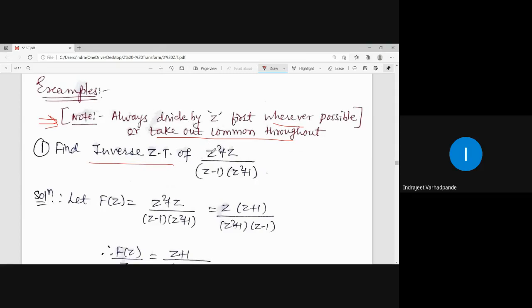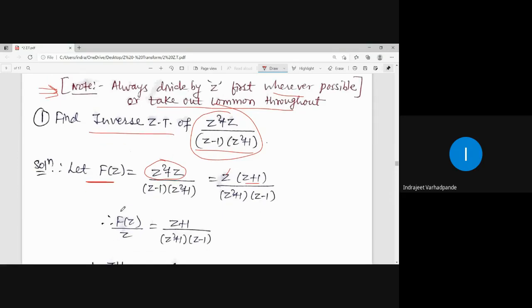Find the inverse Z transform of z square plus z upon z minus 1 into z square plus 1. Whatever term is provided, we call it F of z. Now from the numerator I can take out z common. From z square plus z, if you take out z common, it will be z plus 1. So you should always try to get F of z upon z. So this z can be shifted to the denominator, so it becomes F of z upon z, and the remaining term is z plus 1 upon z square plus 1 into z minus 1.